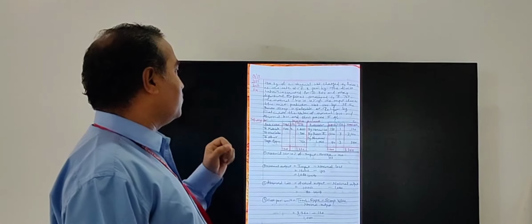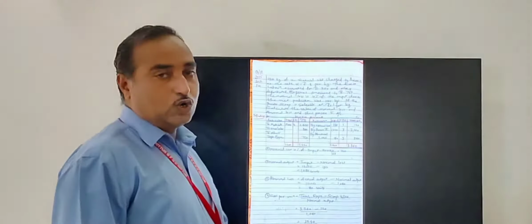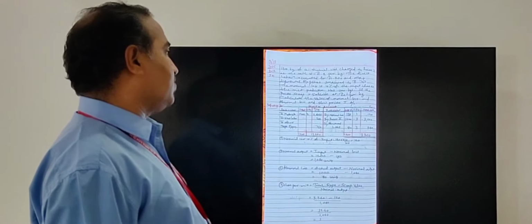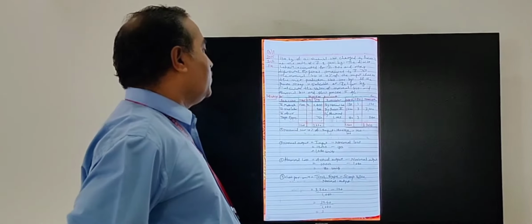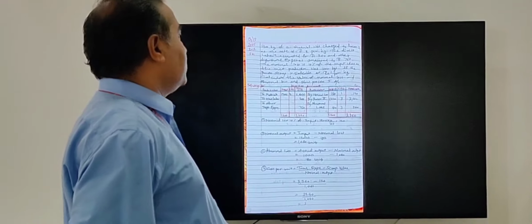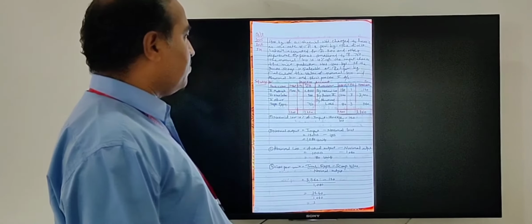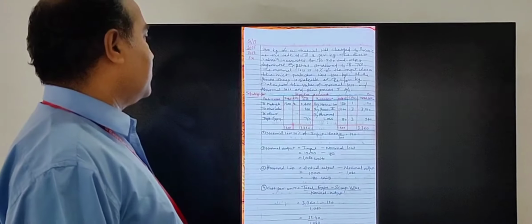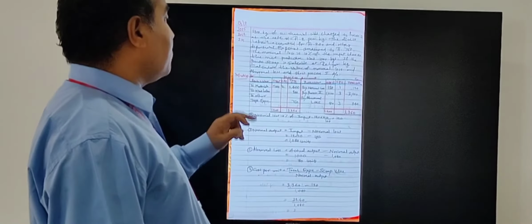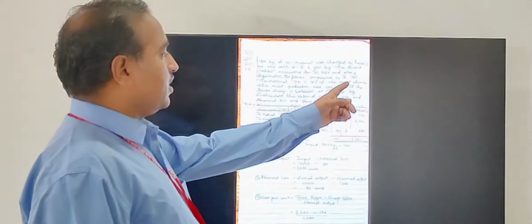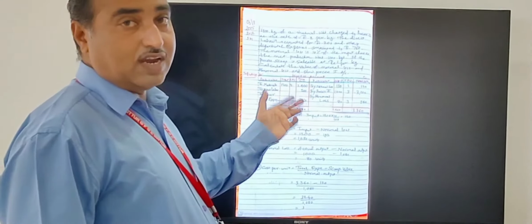For example, first one: 1200 kgs in input. The rate is also given in the problem, 2 per kg. 1200 into 2 works out to 2400. Next expense, direct labor. That direct labor is given as 200 rupees, so we have to enter 200. The third one is other departmental expenses. It is clearly given in the problem, 760. Then all debit items are over.